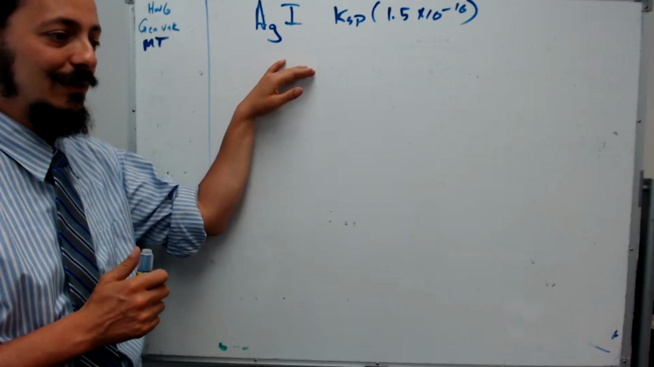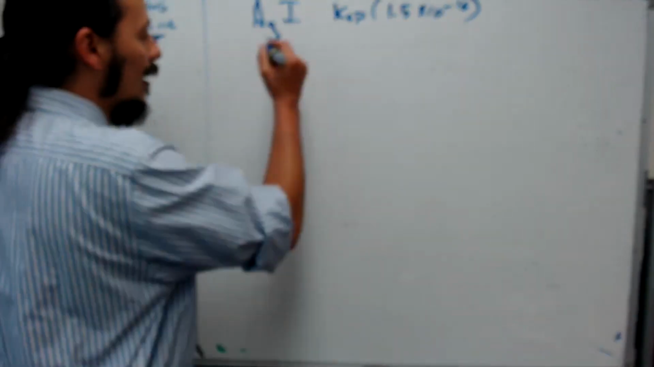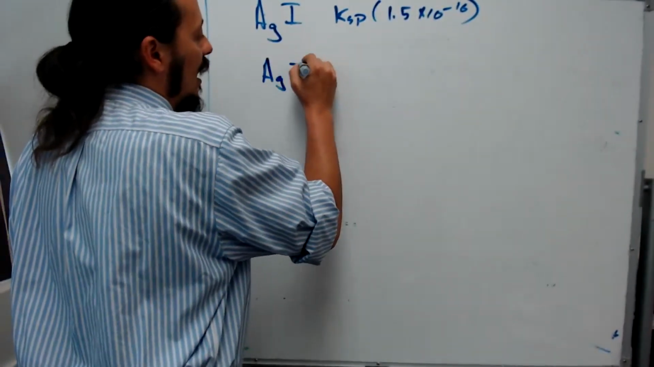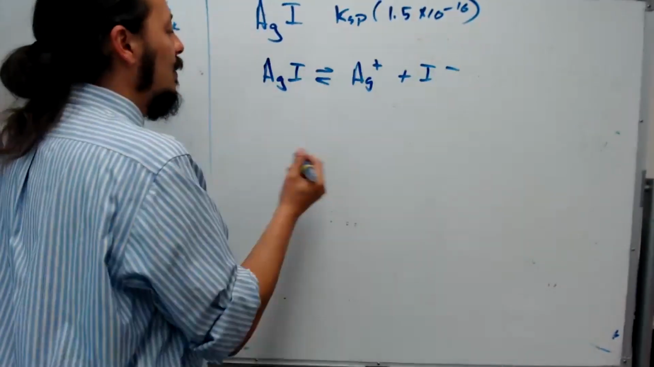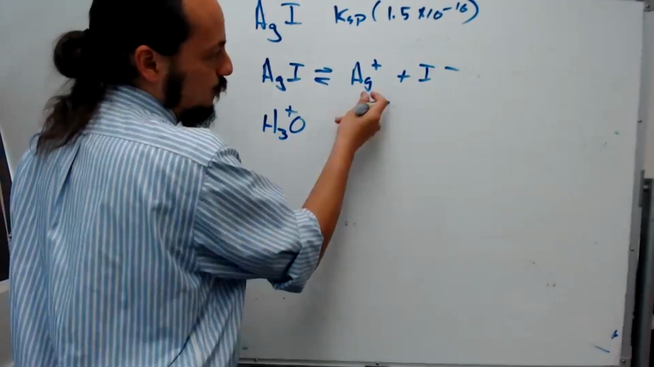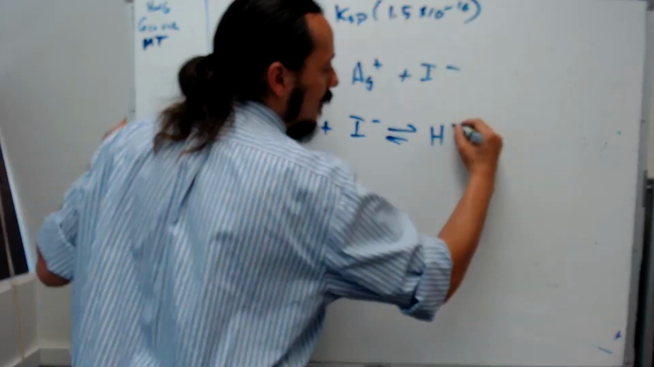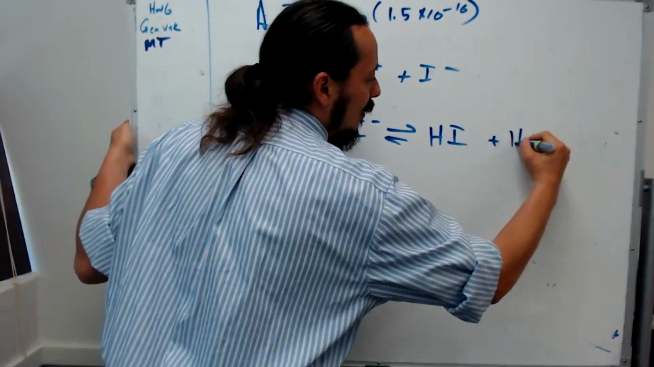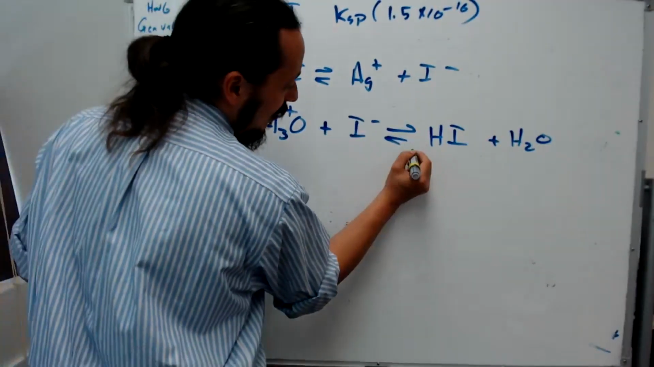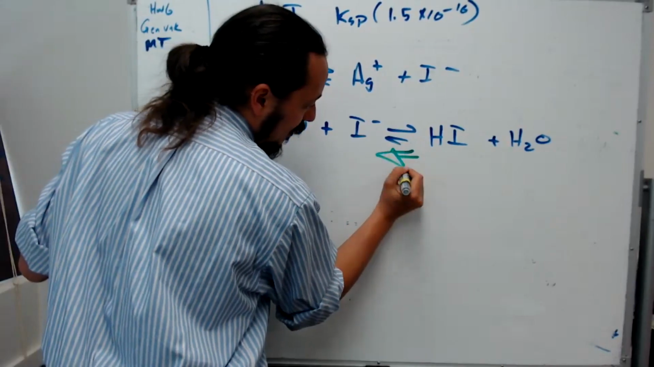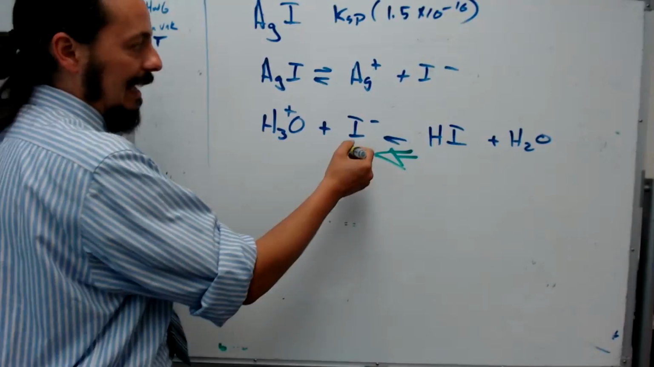Thumbs up for yes, thumbs down for no. No. Why not? When we look at the possibility, we know that AgI will break apart into Ag plus and I minus. Then we say, if I add H3O plus, it's not going to react with the Ag plus, it's going to react with the I minus. That will form hydroiodic acid with some H2O that I don't really care about. Since this is a strong acid, this equilibrium is totally one direction. And it's I minus.